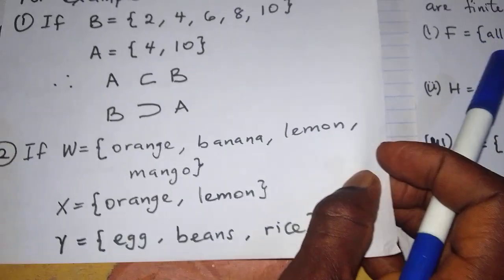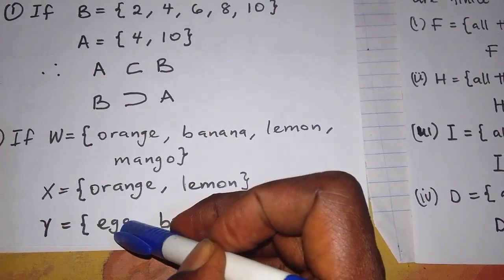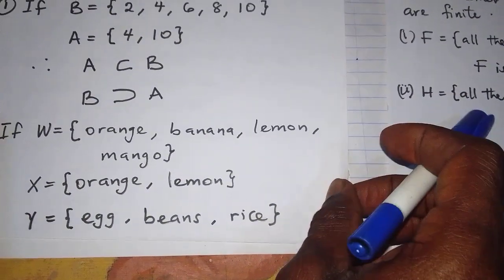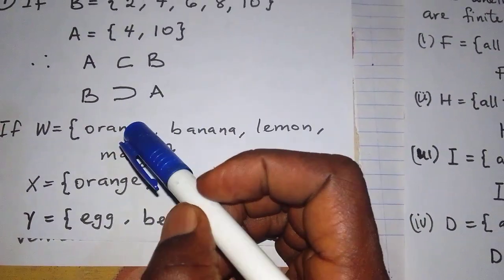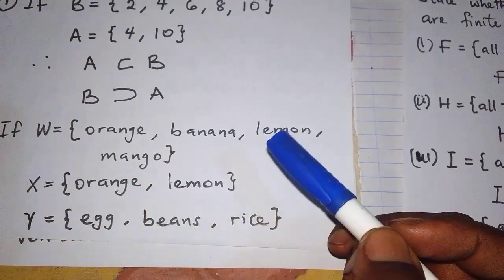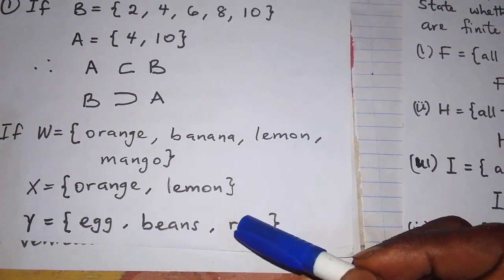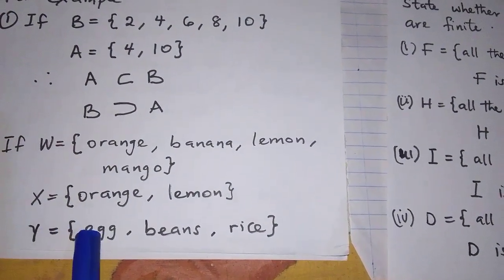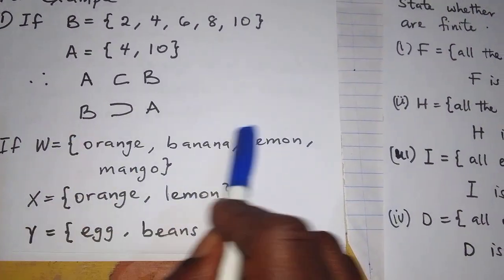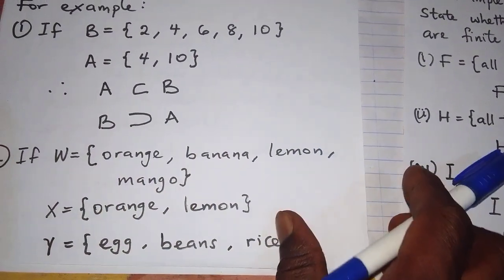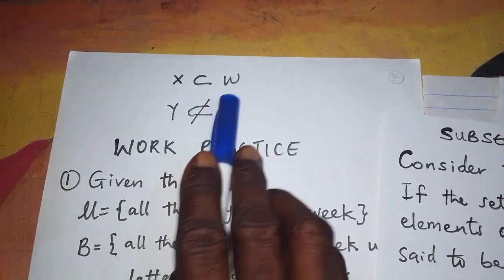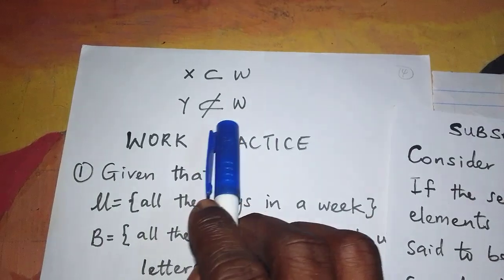If you look at the other set, which is set Y, you realize that egg is a member of set Y, but not in set W. Likewise, beans is a member of set Y, but not in set W. And rice. So since anytime you have a set where one of its members is not in the other one, it is not a subset. So to show that it is not a subset, you are going to have this. Y is not a subset of W.